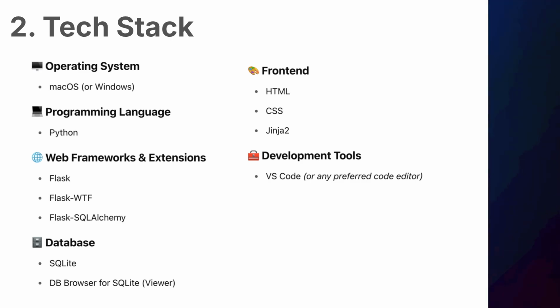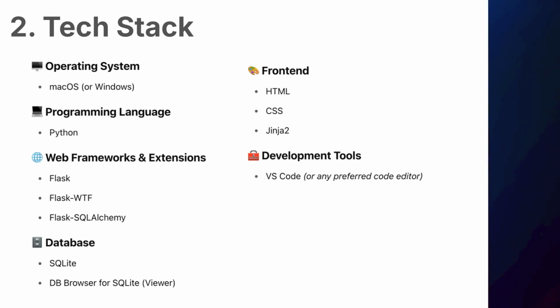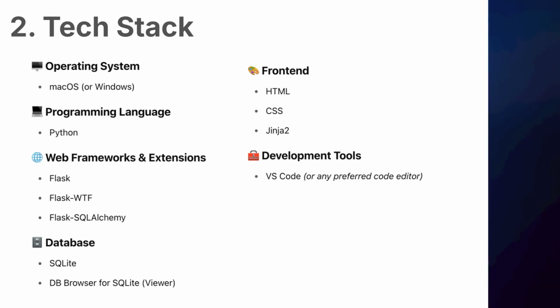Database. All tasks are stored in SQLite, a file-based database that's perfect for small projects. We use DB Browser for SQLite to view and manage data visually. Front end. The interface is built using HTML and CSS with Jinja 2 templates to dynamically display content. Development tools. We used VS Code, but you can use any text editor or IDE you like.